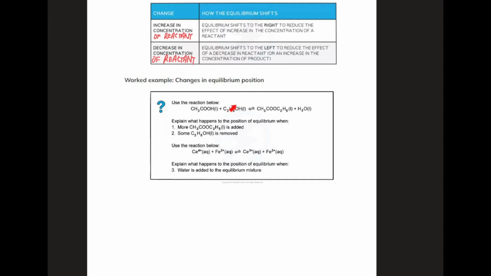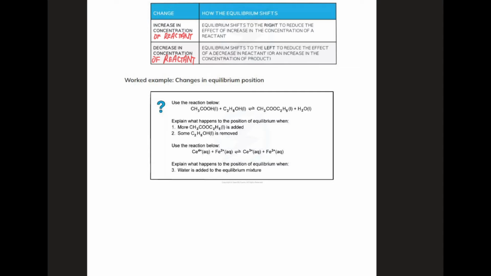Okay, so number 2, some ethanol is removed. You remove this one. Now you have to decide whether the position will shift to the left or shift to the right. So what do you think? To the left? Yes, correct, to the left. It shifts to the left so that they form the ethanol and minimize the decrease in the concentration of ethanol. So you see, the explanation is always talk about to minimize the change. So we are playing around in that keyword.